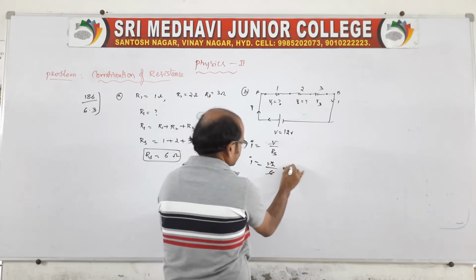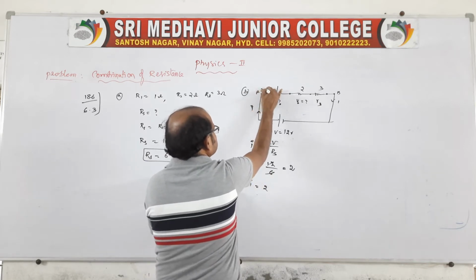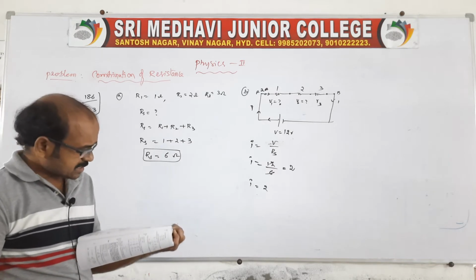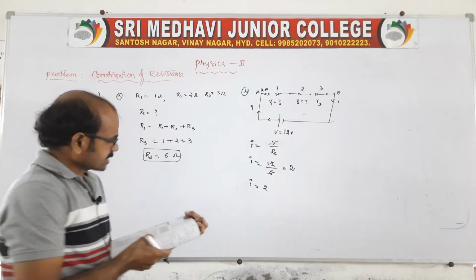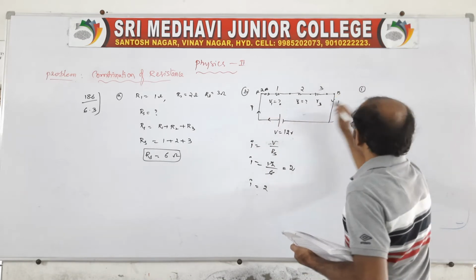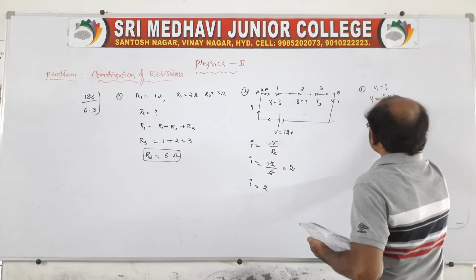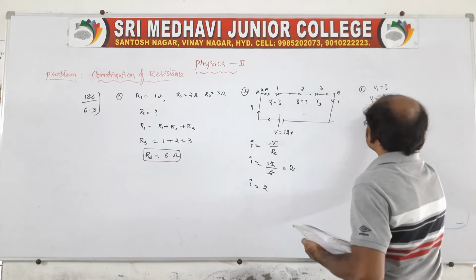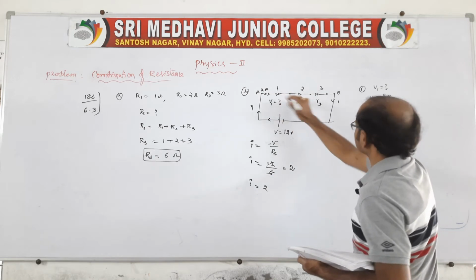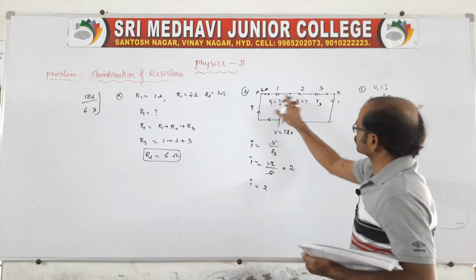So 6 ones 2. How much current is entering here? 2 ampere current is entering at the junction A. Of course all are in series, no? Directly we can take like this. For the first one, V1, the potential drop is equal to I into R1. So V1 is equal to how much current? 2 ampere into resistance 1 ohm is given. So 2 volt between these two ends.